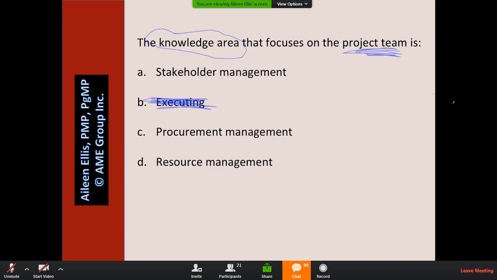Let's go to C, procurement management. What does procurement management focus on? Okay, so procurement, vendors, you might say sellers, you might say purchasing or buying. When we go through procurement and we bring on contractors, might contractors be team members? Okay. The answer is yes, but still I'm hoping there's a better answer.